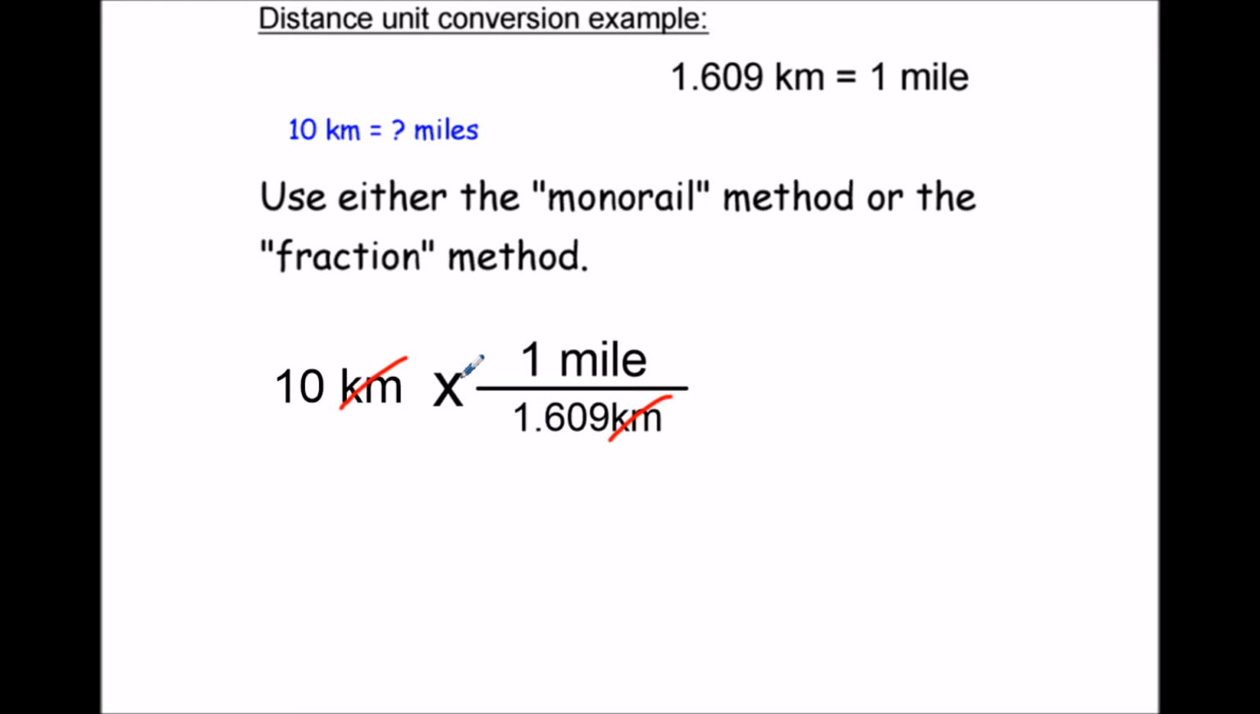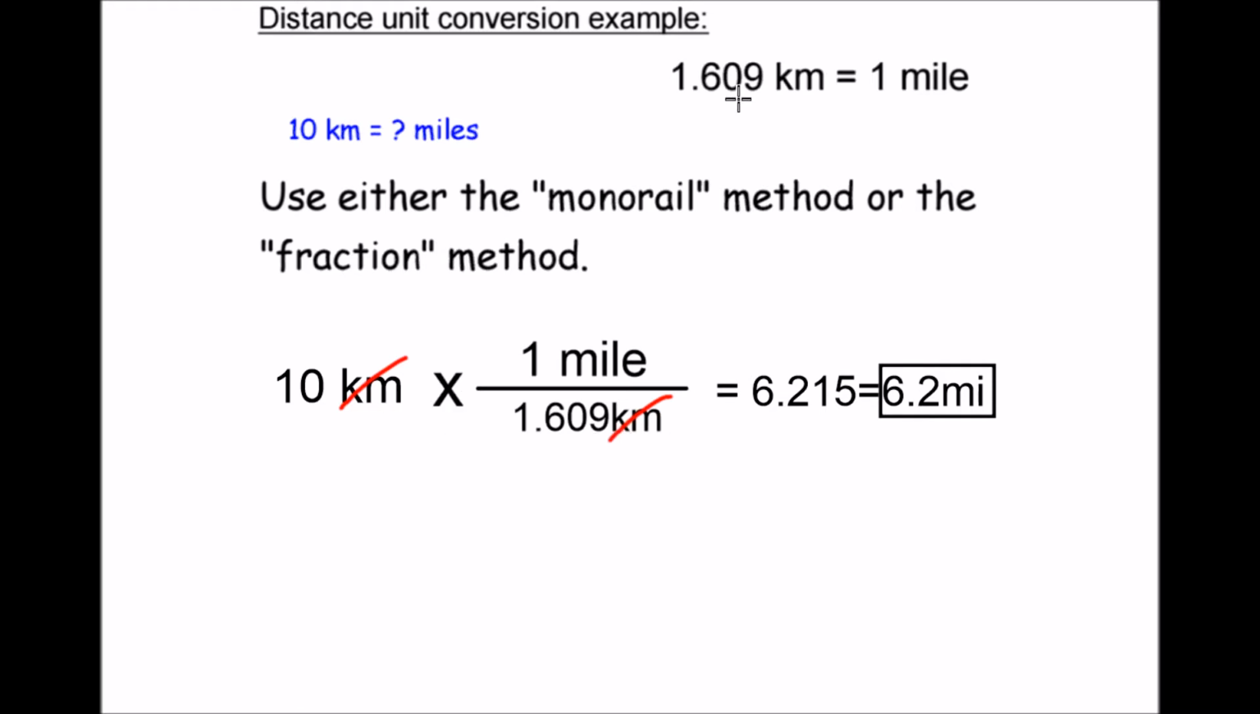The last thing that it takes for me to do here is to just perform the math, how it looks. I'm going to take the number 10, multiply by 1, and divide by 1.609. And when I carry out that math, I calculate 6.215, or rounding it, 6.2 miles. What I basically have said here is that 10 kilometers is equal to 6.2 miles. I arrived at that answer by dividing by 1.609.